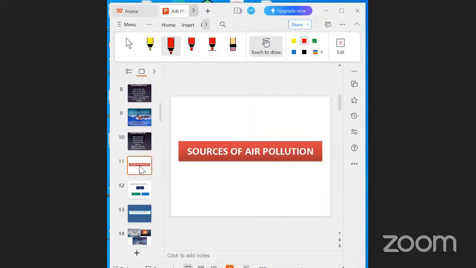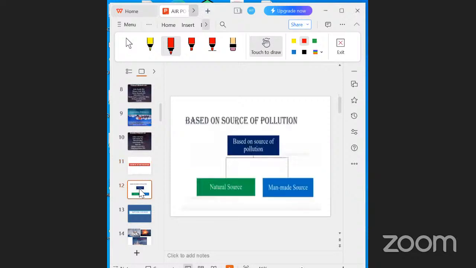Now we're going to the next slide, that is the sources of air pollution. What are the sources? Based on the sources of air pollution, it can be classified into two types. What is that? Two types. You see here, the first one is natural sources, and the second one is man-made sources, right? Natural and man-made, okay? So pollutants are of two types, primary and secondary. Based on the source of pollution, it is divided into natural sources and man-made sources. Okay, remember these words.